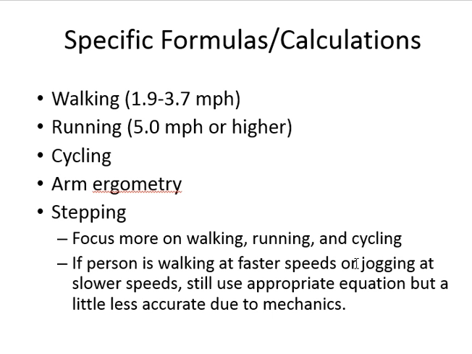So the emphasis is always going to be on walking, running, and cycling, because those are the most common modes of activity. Now, if you have somebody who is walking faster than 3 miles an hour, or jogging slower than 5 miles an hour, still use the appropriate equation, whether they're running or walking, but it's a little bit less accurate when you're out of those ranges. Still use the one for the mode of exercise that they are doing.